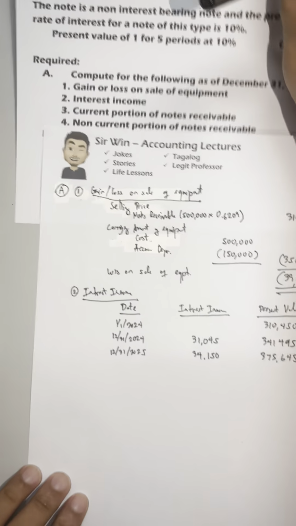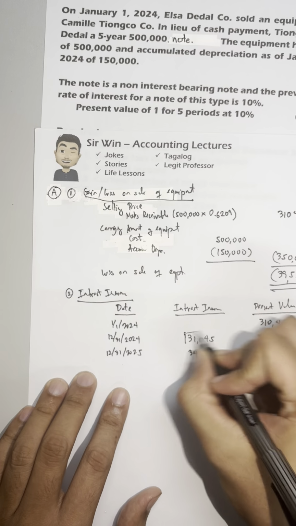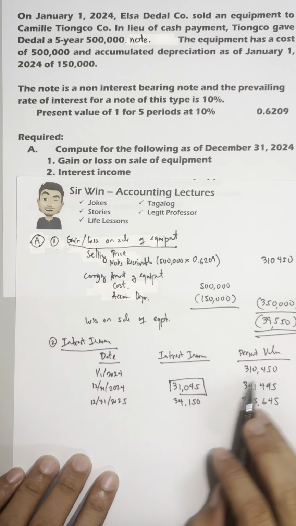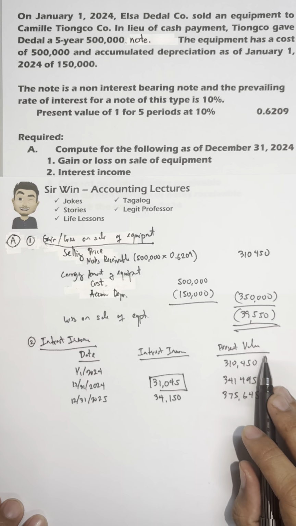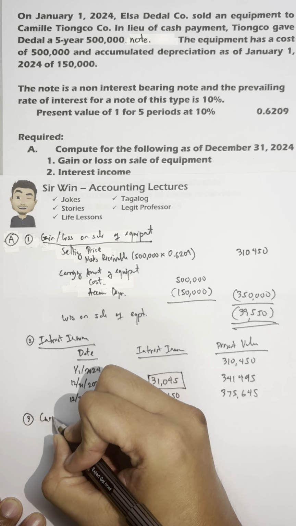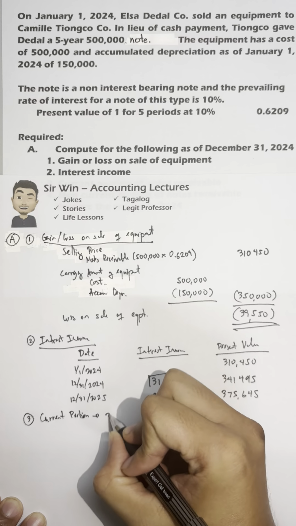Now, let's answer question number 2. How much is the interest income? The interest income is 31,045. Okay, bakit siya? Eh kasi nga, yun na nga eh, di ba kininta natin yung 10% nung present value. Okay? Now, let's answer number 3. Number 3 is we are going to compute for the current portion of the notes receivable. The answer would be 0.